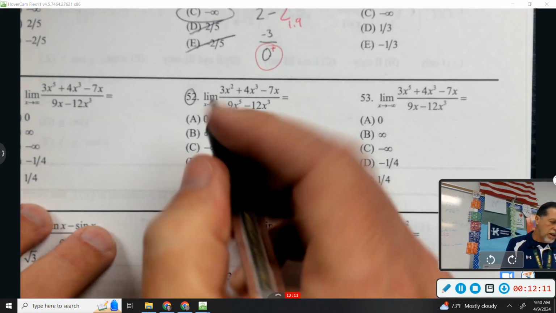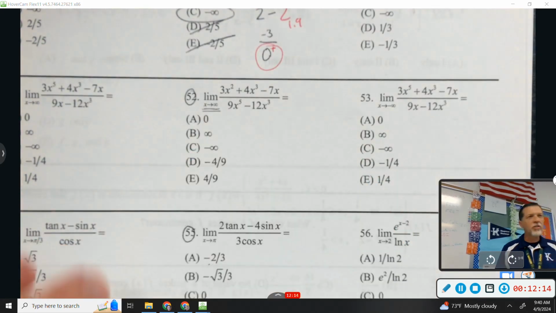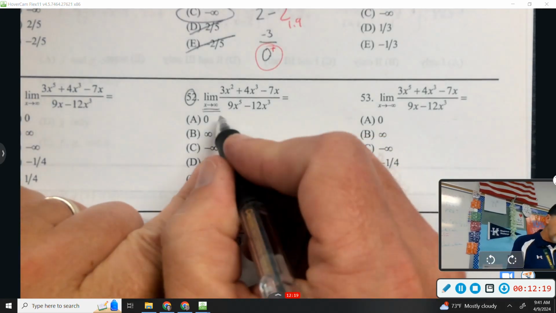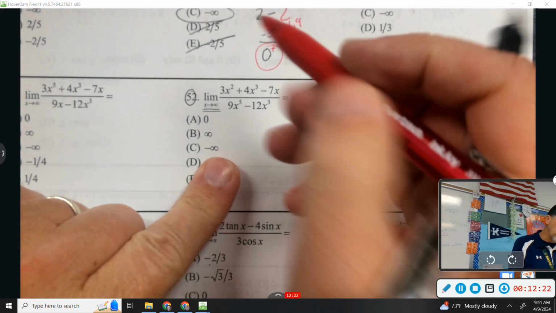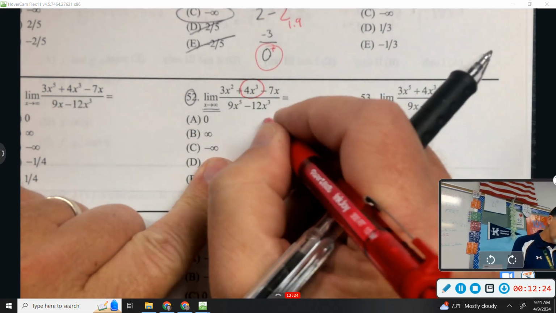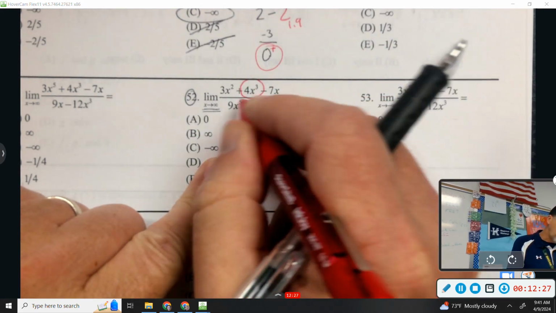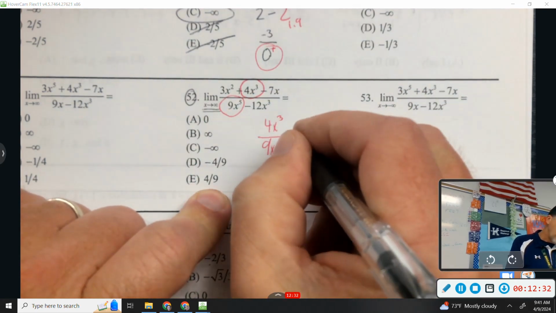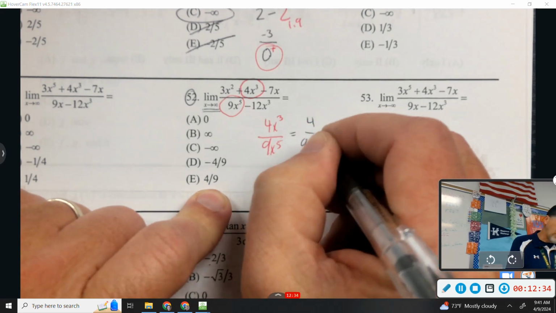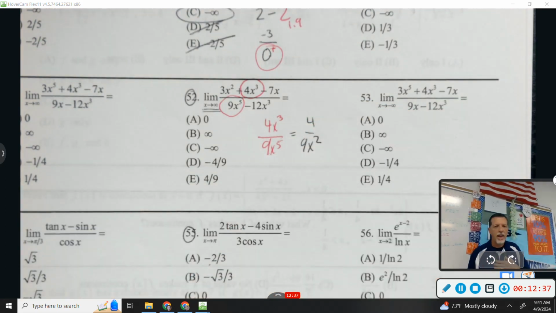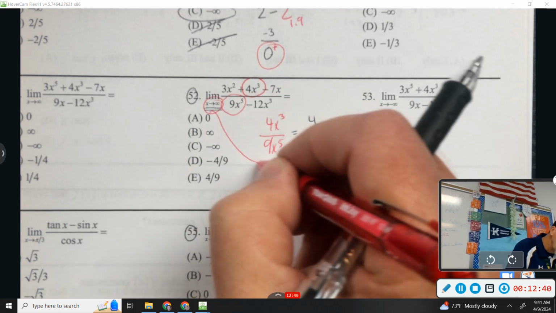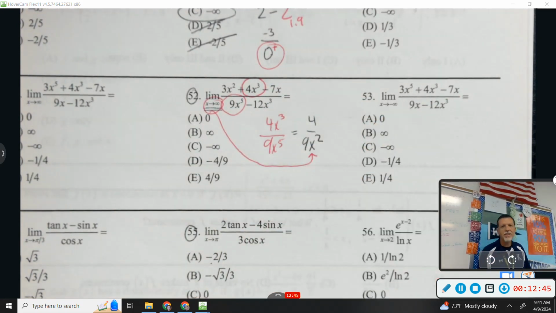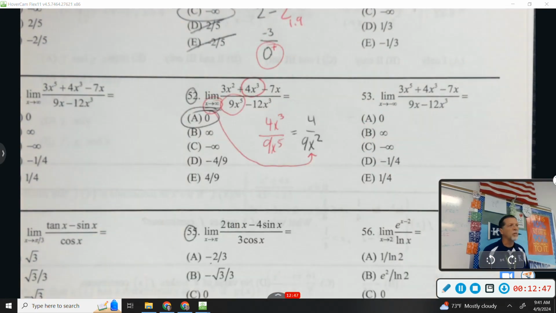52. As x goes to infinity, this is the shortcut rule. Let me do it the long way, and then we'll do the shortcut. So as x goes to infinity, what matters most is the big powers. So 4x cubed, and then in the bottom 9x to the 5th. So that's 4 over 9x squared. And as x gets really, really big, 4 divided by 9 times infinity squared, and that's headed to 0.